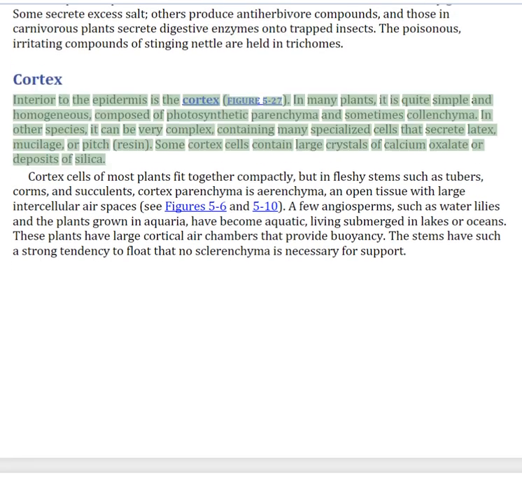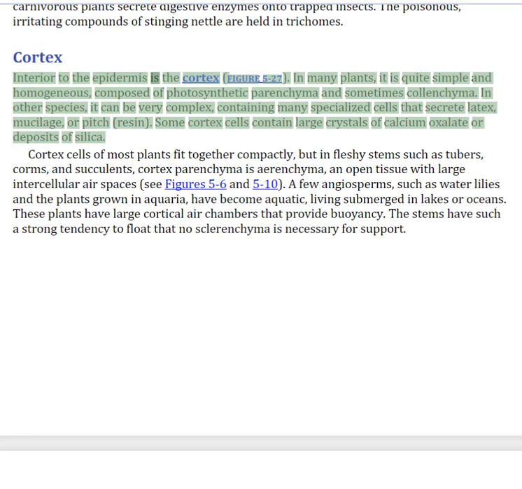Cortex. Interior to the epidermis is the cortex. In many plants, it is quite simple and homogeneous, composed of photosynthetic parenchyma and sometimes collenchyma. In other species, it can be very complex, containing many specialized cells that secrete latex, mucilage, or pitch. Some cortex cells contain large crystals of calcium oxalate or deposits of silica.